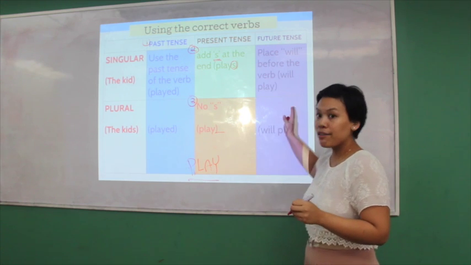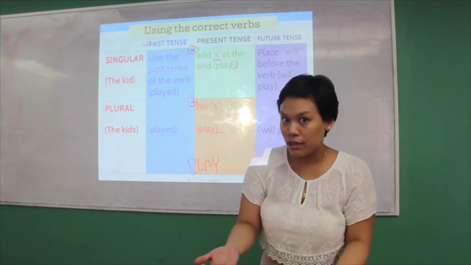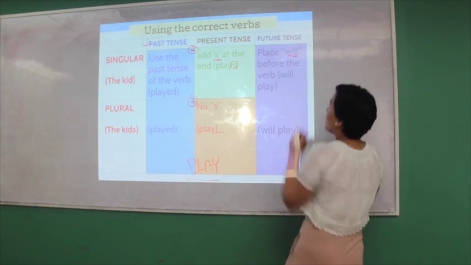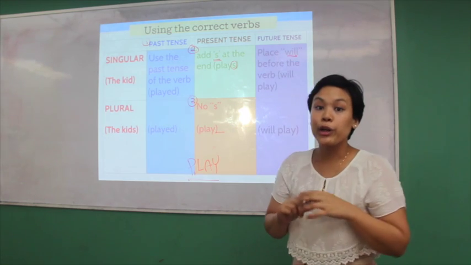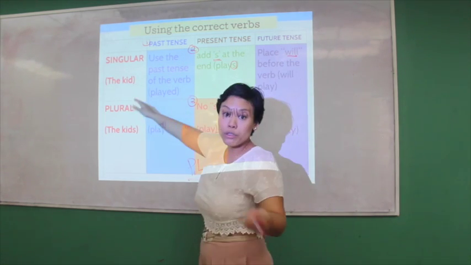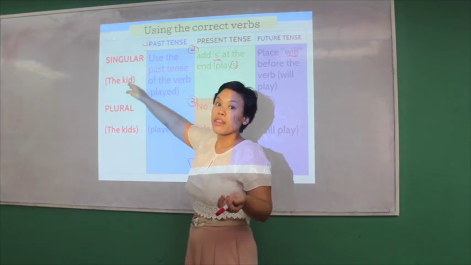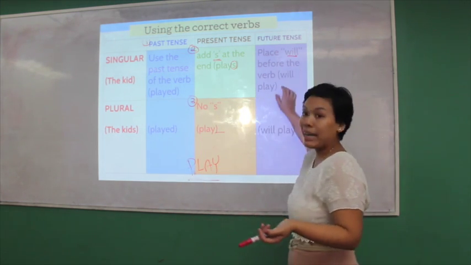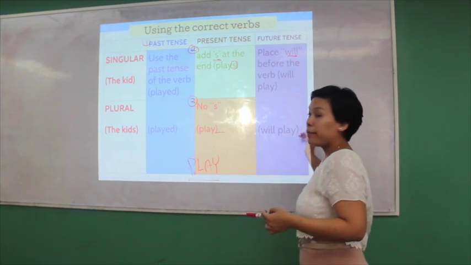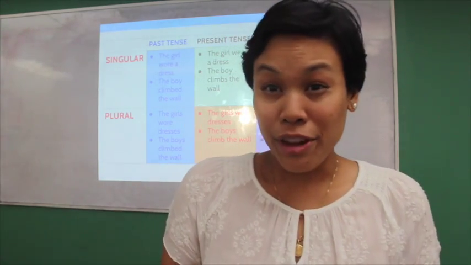This is rule number 3. And last, if your action happens in the future, or it hasn't happened yet, but it will, then you just have to add the word will before your action word, before your verb. And you do this whether it's singular or plural. So you would say, the kid will play tomorrow. Or the kids will play in the park tomorrow. Let's try it with another example.